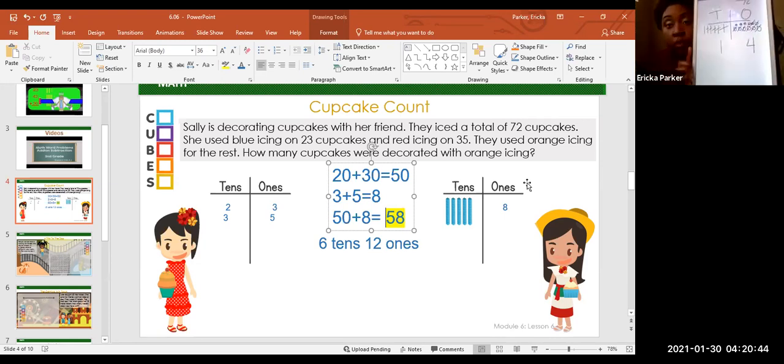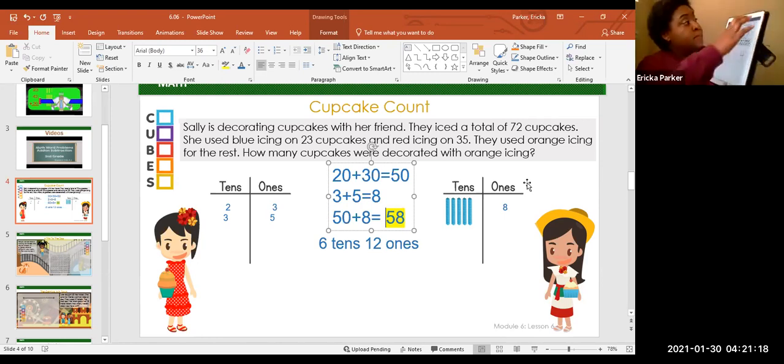Okay. Everybody take a look at that. We had to turn that 72, we had to show 72 in a different way. Remember, the easiest way to show another number is to take a 10 away and break it down. Take that 10 away and break it into 1s. Okay? So now we're at 14.